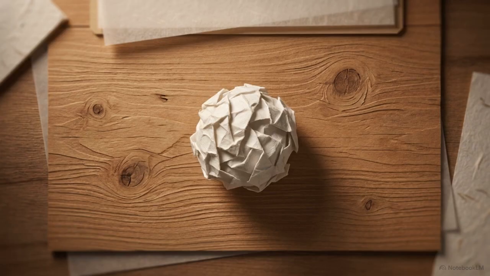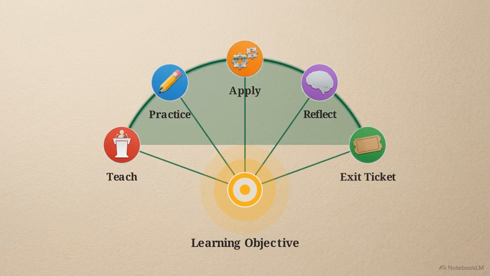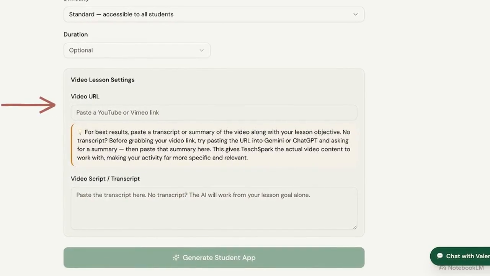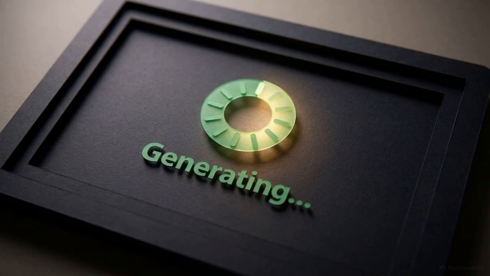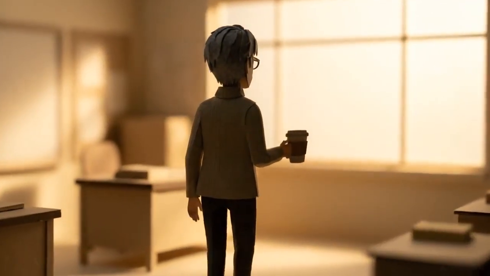TeachSpark flips this entire preparation process. Instead of starting with a blank page, a teacher begins with their core intent, and the platform builds the lesson around it. Looking at this interface, the simplest way to generate a lesson is by pasting a link to a YouTube video along with its transcript. From there, the AI takes over. The generation process requires only about 5 to 7 minutes, allowing the educator to completely step away from their desk while the heavy lifting happens in the background.